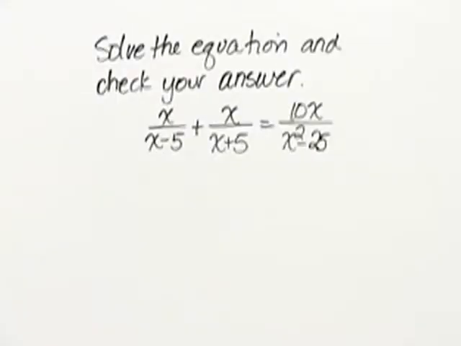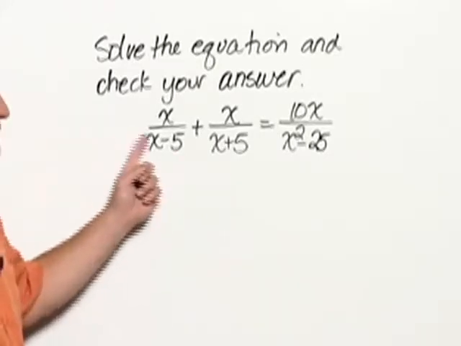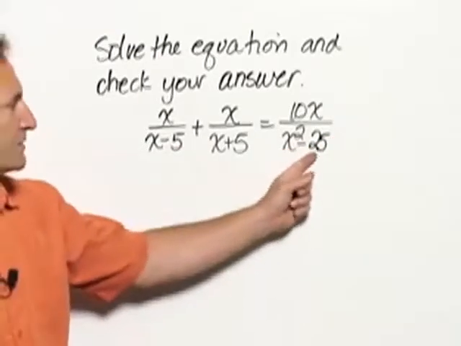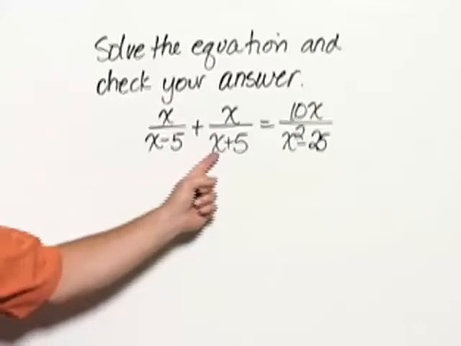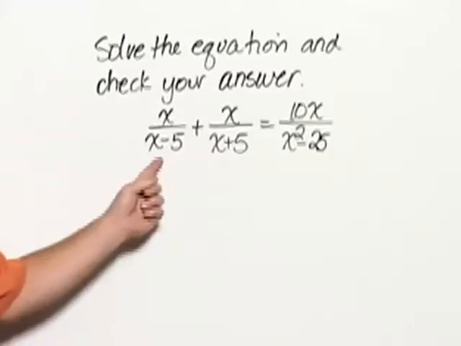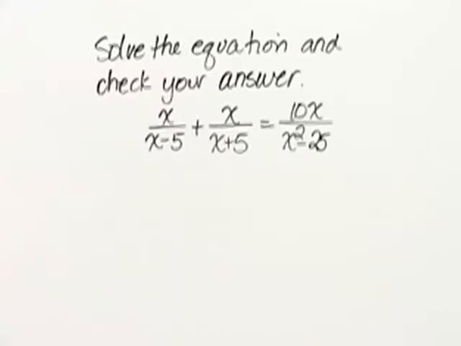Solve the equation and check your answer. x over x minus 5 plus x over x plus 5 equals 10x over x squared minus 25. What we want to do is multiply both sides by the common denominator. In this case, x squared minus 25 is x minus 5 times x plus 5, and therefore the common denominator is x minus 5 times x plus 5.